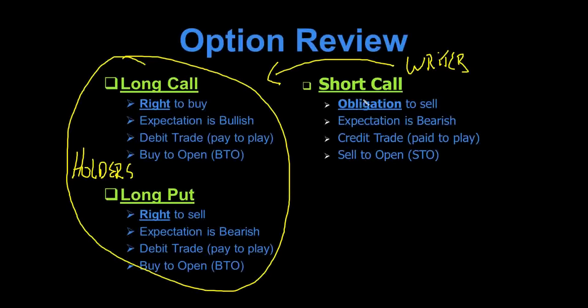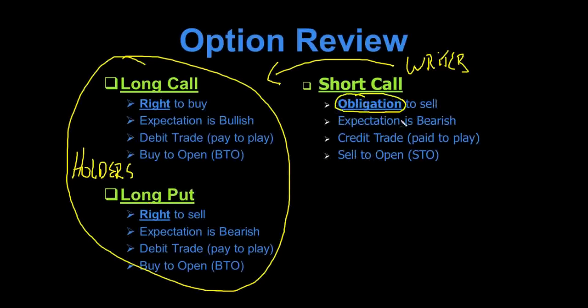So the writer of a contract now has an obligation. They don't have a choice. They don't have rights like a long call or a long put. They've got obligations, and their obligations are forced upon them by the holders. A holder will force the writers to obligate themselves to the terms of that contract, should these guys get it right.